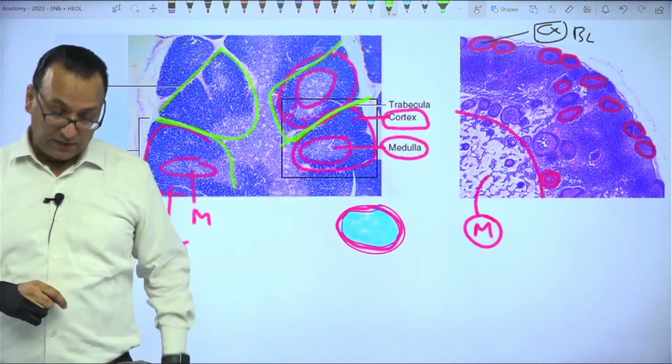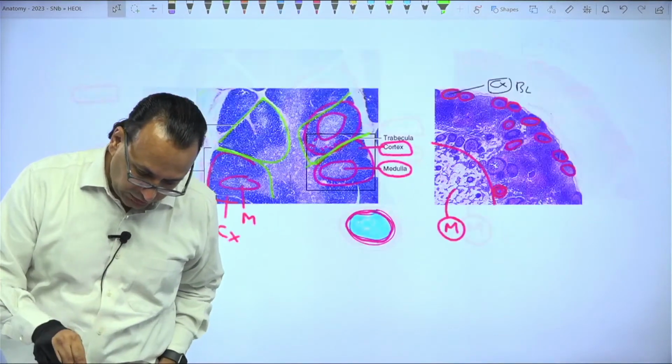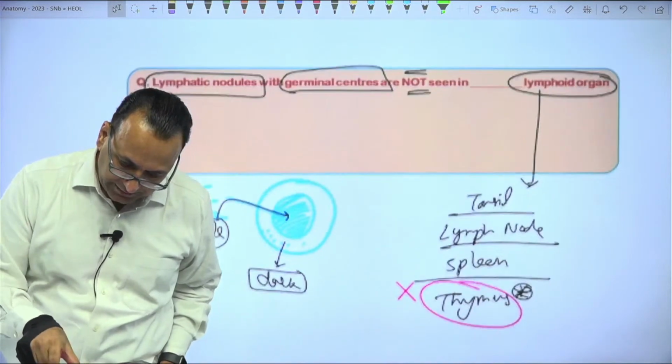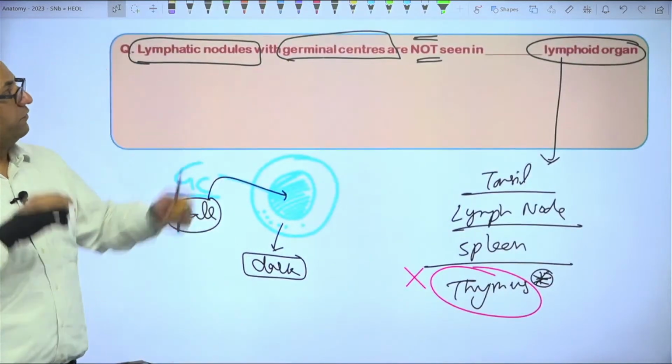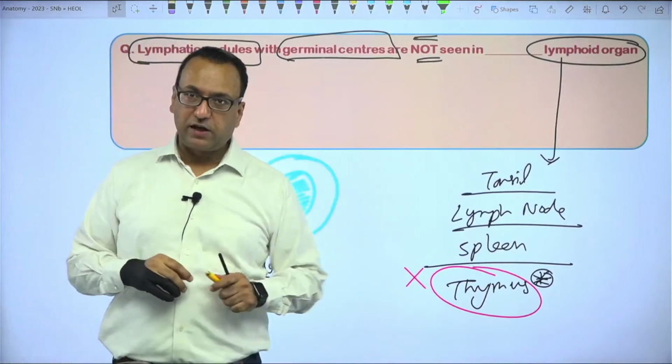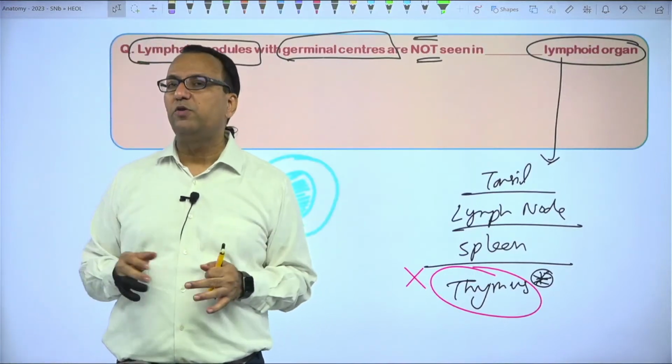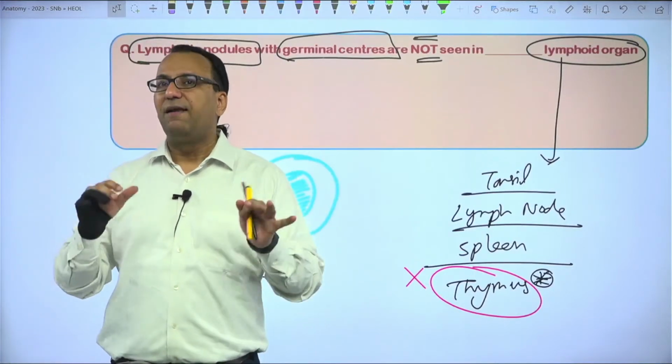That is a lymph node. As we look at the question again, it was asking where lymphatic nodules with germinal center are not seen, and your answer is thymus, because the thymus has multiple lobules and doesn't have lymphoid follicles or lymphatic nodules.